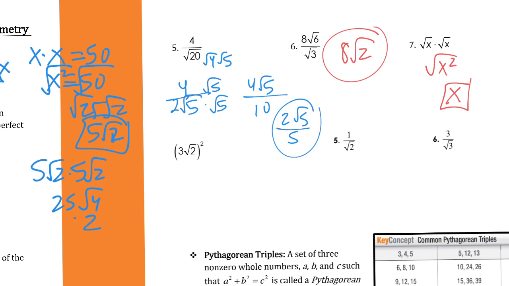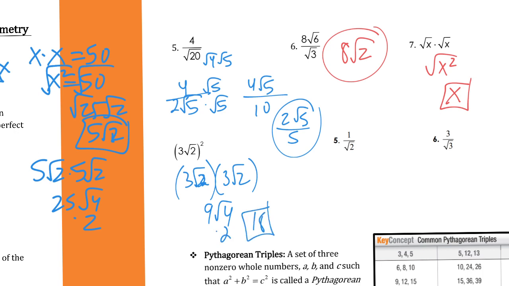If you take 3 square root of 2 and you square it, it means you take it by itself again. So you take 3 square root of 2 times 3 square root of 2, you get 9 square root of 4. Square root of 4 is 2, so it'd be 18.